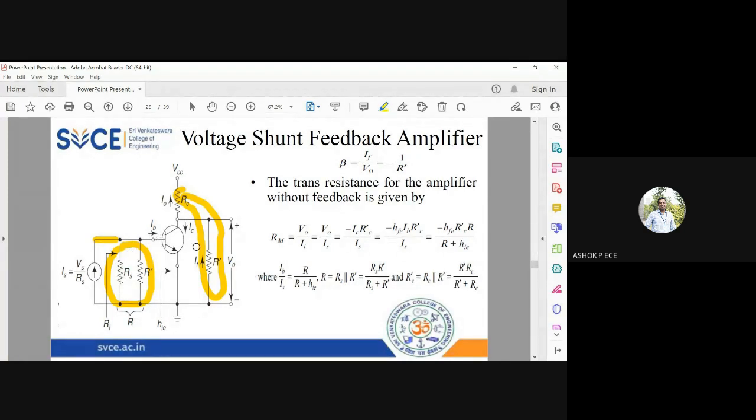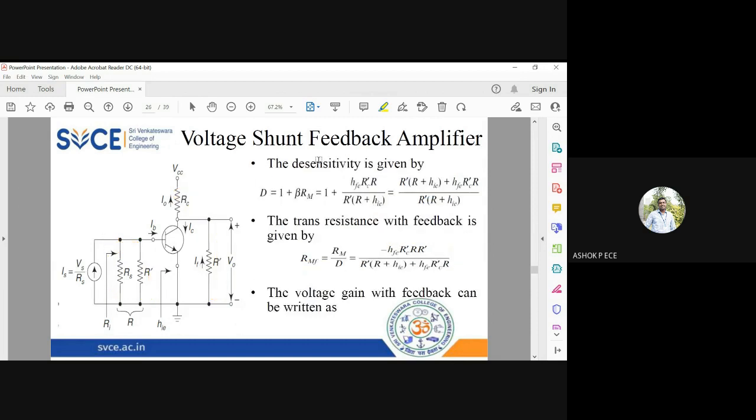So IB equals total current into opposite, where opposite is R divided by opposite plus that resistance flowing through HIE. So IB by IS equals R by R plus HIE. And I'm assuming R, this parallel combination, to be RS parallel to R dash, so it is RS into R dash by RS plus R dash. Substitute this expression for IB here, and IS will get cancelled. So RM is going to be minus HFE into RC dash R divided by R plus HIE. This is the expression for transresistance RM.